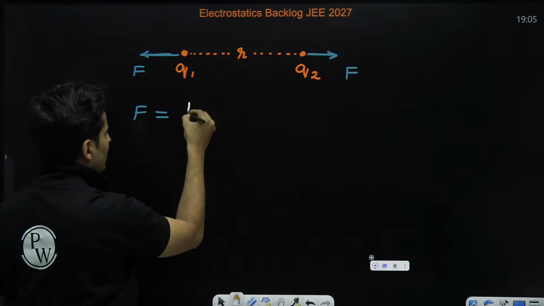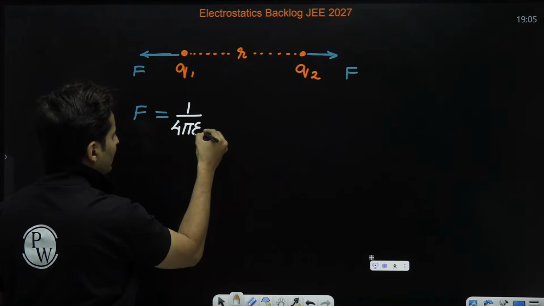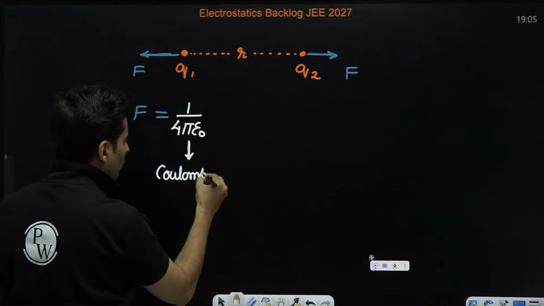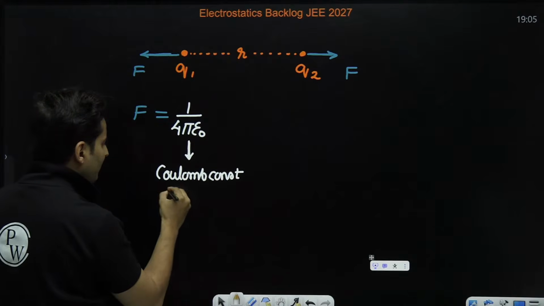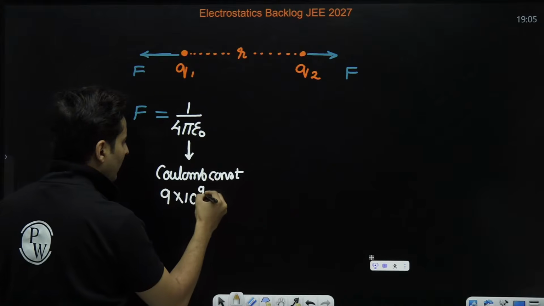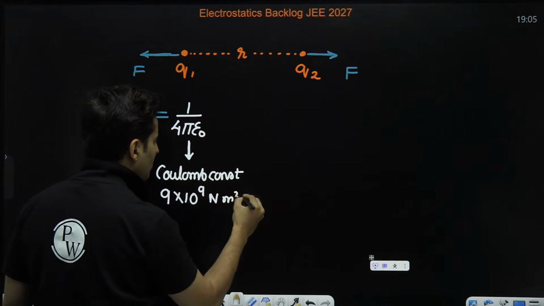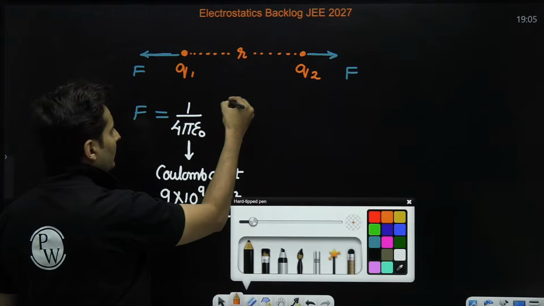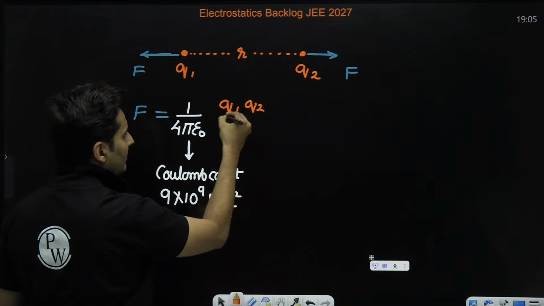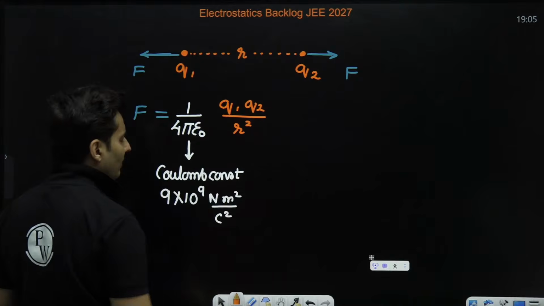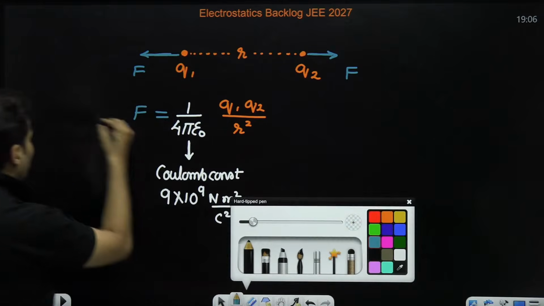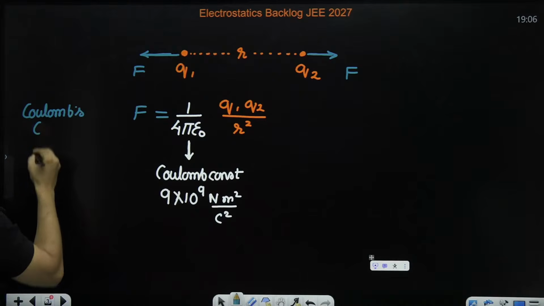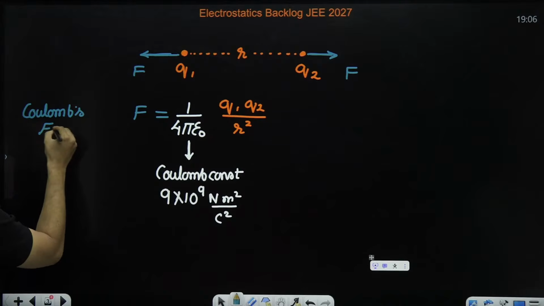first of all, there is a constant 1 by 4 pi epsilon naught, which is called your Coulomb constant, whose value is 9 into 10 to the power 9 Newton meter square per Coulomb square, right? This is your SI unit, multiplied by charge 1 into charge 2, that is the product of the charges, and here you have r square. This is called your Coulomb's force, and this is also called Coulomb's law.